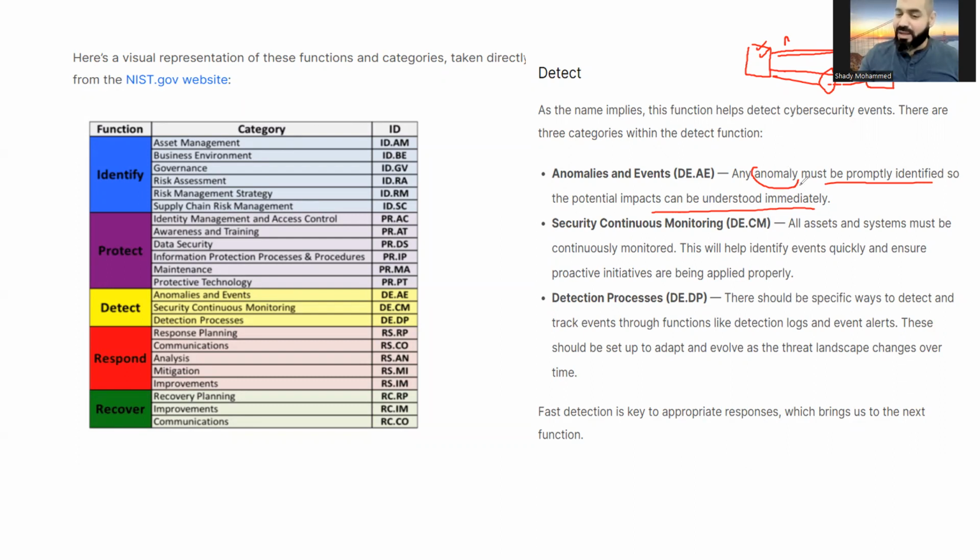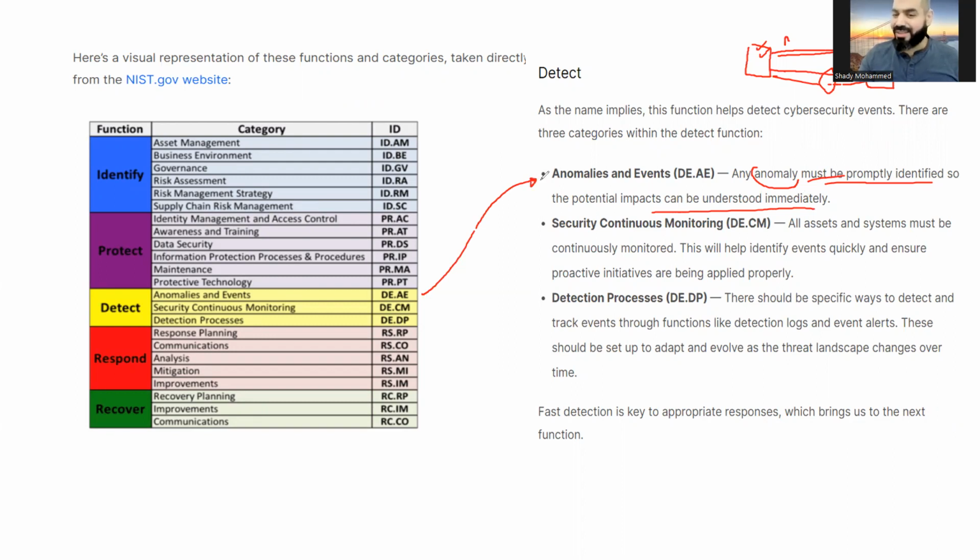And what he's saying here is, once you find an anomaly, you must promptly identify it and try to mitigate or respond before it really causes a lot of damage and harm. So this is the first thing. Where is this coming from? The first one is coming from this specifically, okay? And the CSF doesn't tell you here how you manage to find anomalies.